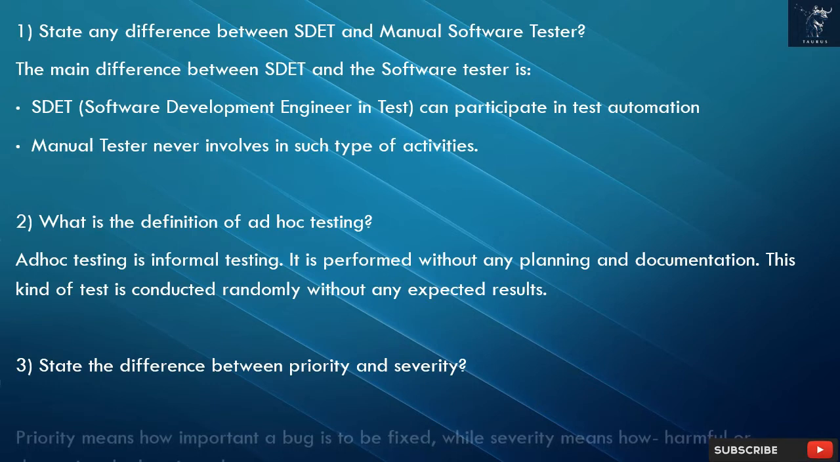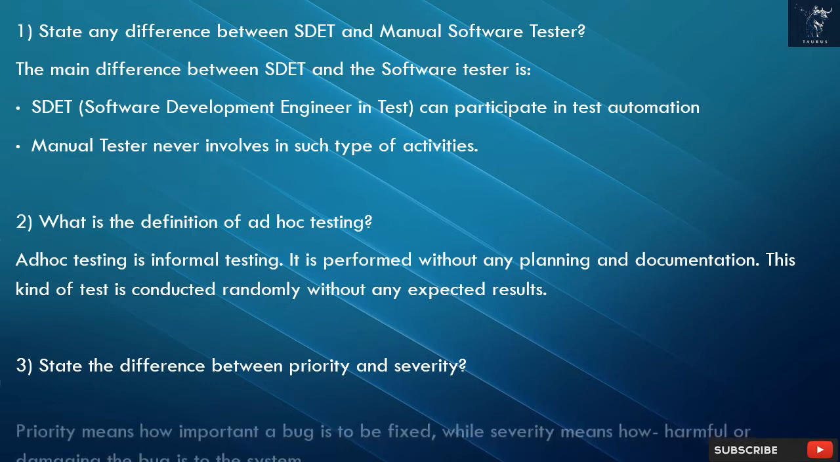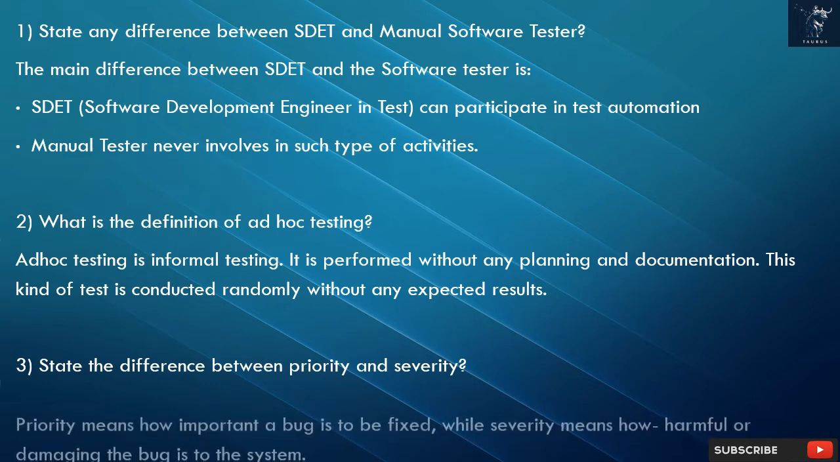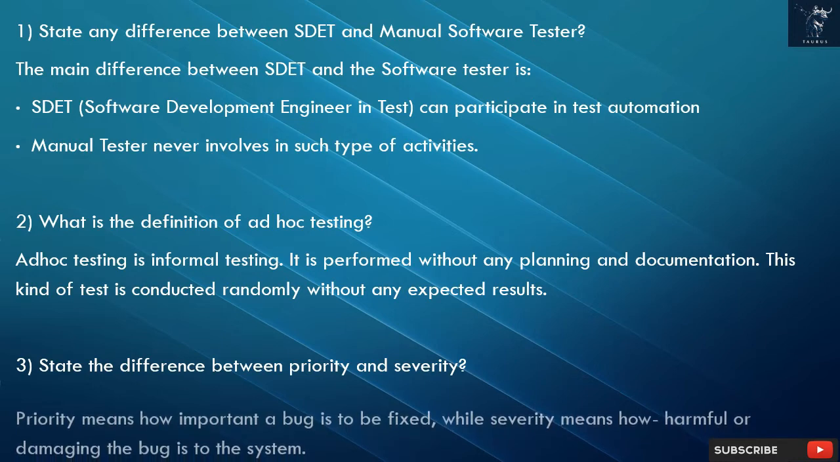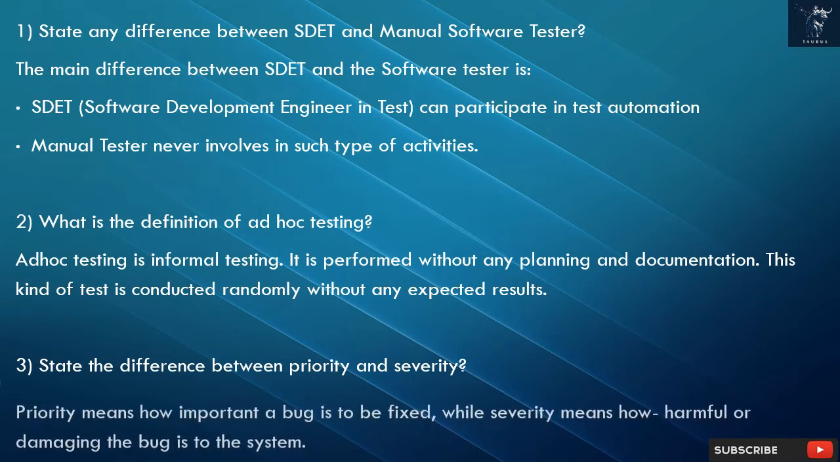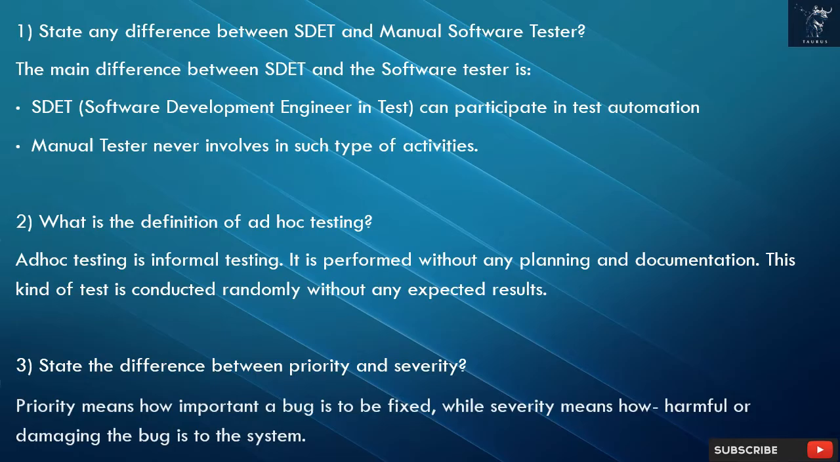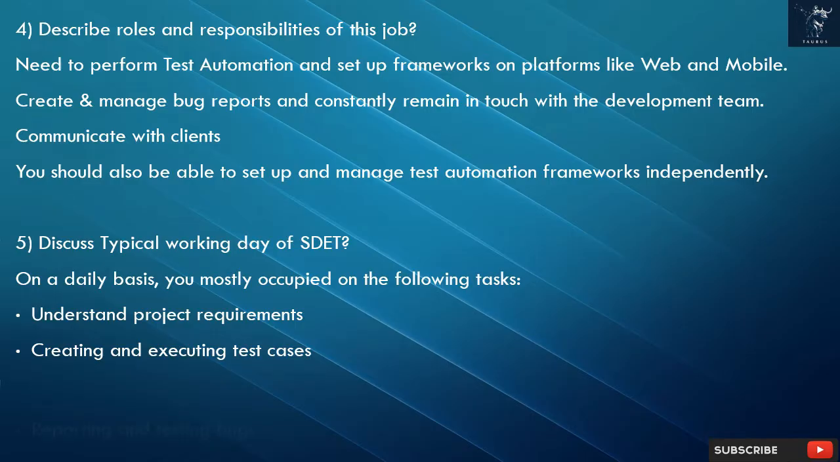3. State the difference between priority and severity. Priority means how important it is for a bug to be fixed, while severity means how harmful or damaging the bug is to the system. 4. Describe the roles and responsibilities of this job.